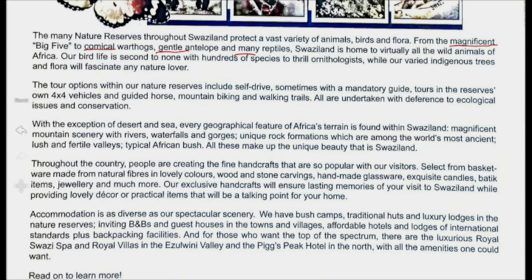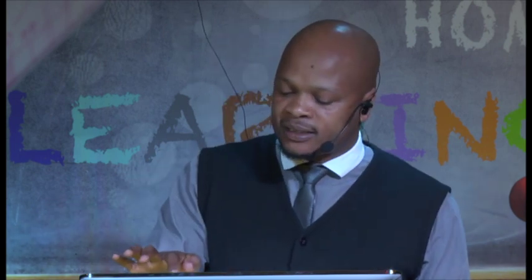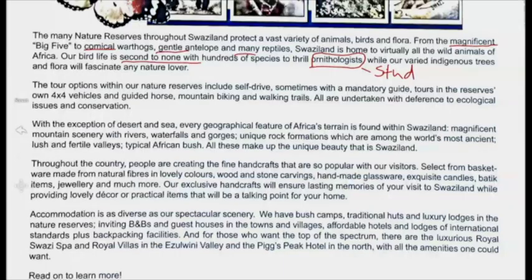Okay, I like this one phrase here. It is second to none. We're going to look at it in detail. It is second to none, with hundreds of species to thrill ornithologists. All right, this is a new word. Ornithologist, what does it mean? This is a person who studies birds. By reading such information, you get to understand words like this one. You get new words and know what they mean. Because if you don't know what they mean, it's easy. You go to your dictionary, you are at home, you are wherever, you find out the meaning of the word, and then now you know that, okay, an ornithologist is a person who studies birds.